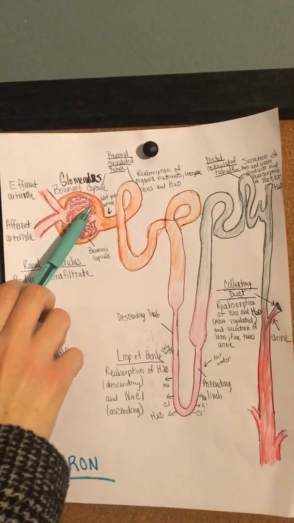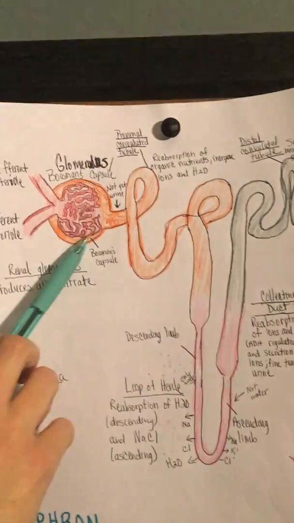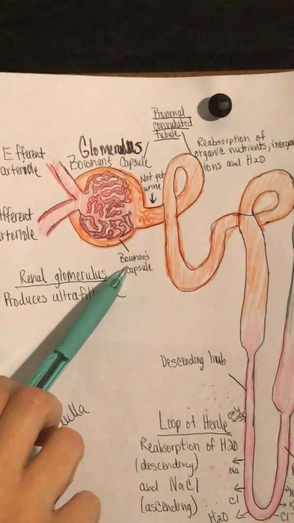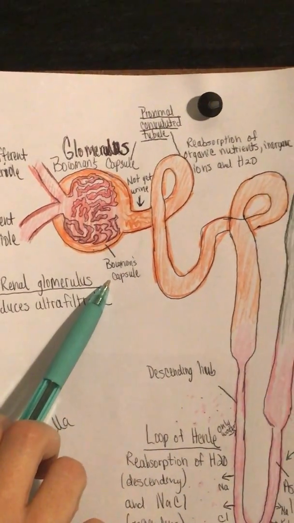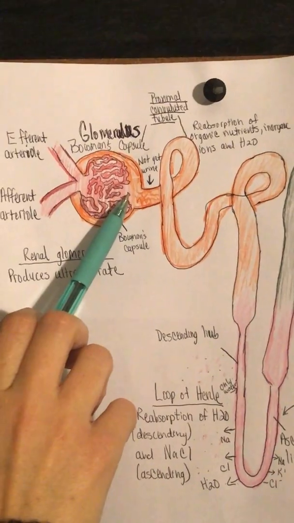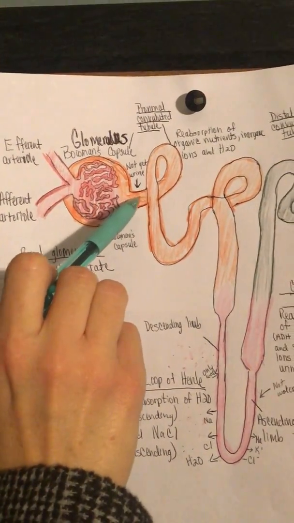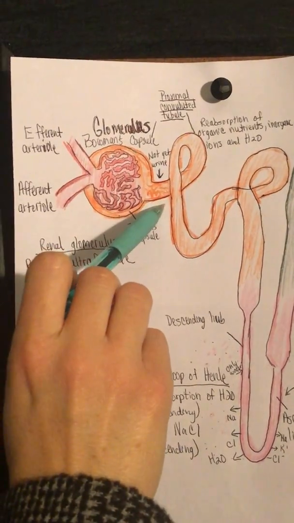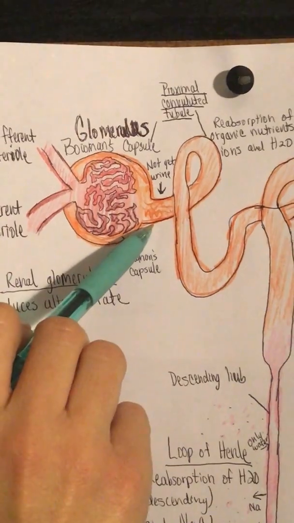And all of that spinning basically allows what needs to leave the blood to leak out into the Bowman's capsule, and it basically hits a dead end in this Bowman's capsule. So this is the beginning of the filtration process. Here we have it filtering through, and it's not yet urine at this point. It goes through the filtration membrane.